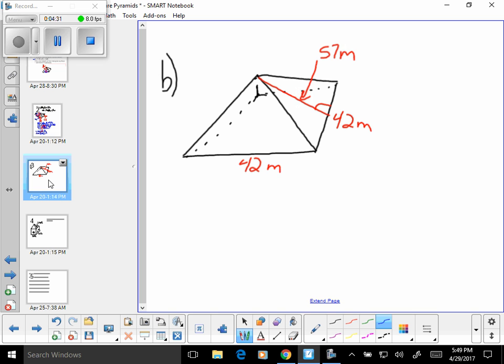Here's example B. Why don't you hit pause and see if you can do the problem. I'll show you how to do it when you're done.